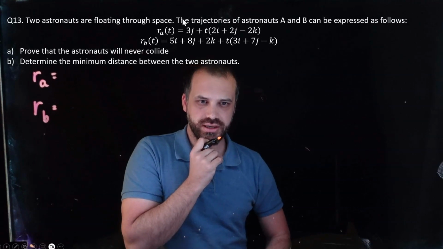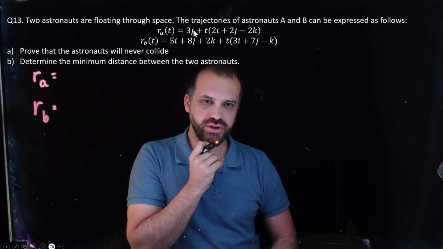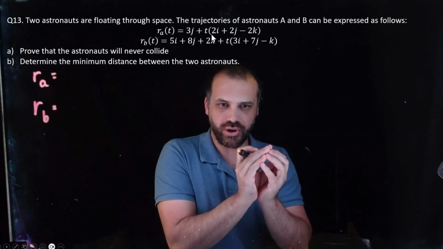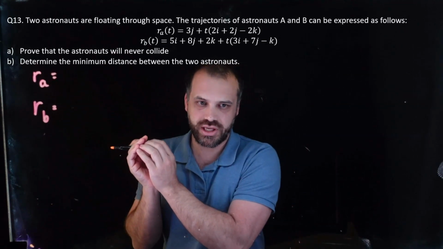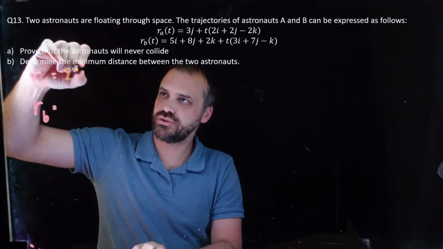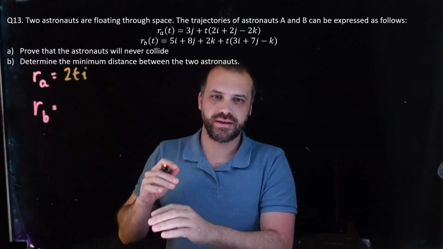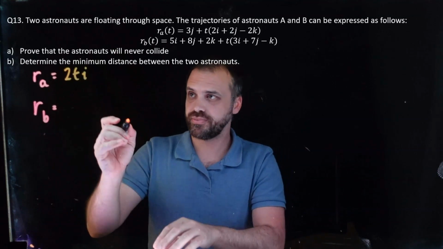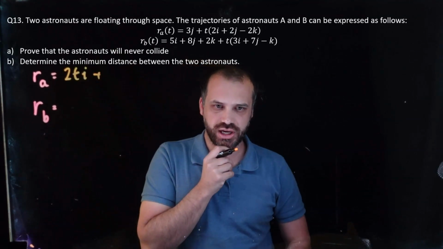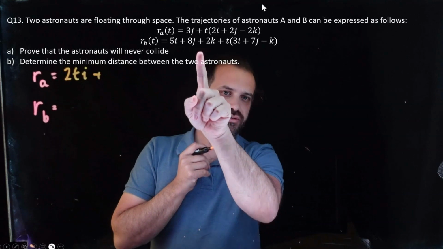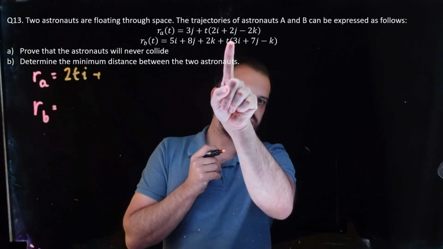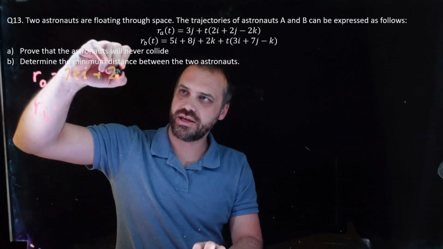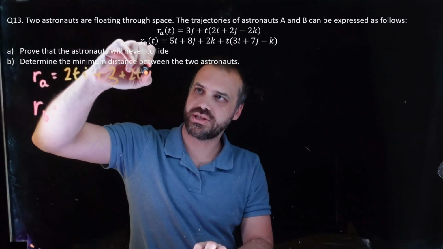So here, the I component, there's no starting I component, but there is like an I component that has a variable t with it. So 2ti. That gives the position, the I component of our astronaut at any given time. In terms of its J component, we've got the 3J and we've got the 2TJ. So 3 plus 2TJ.